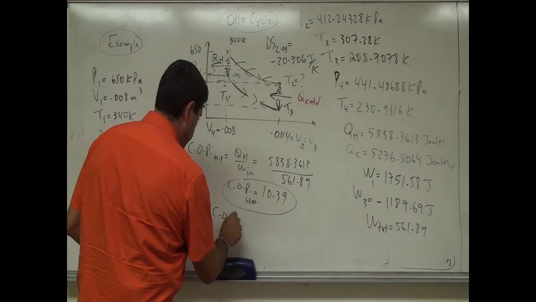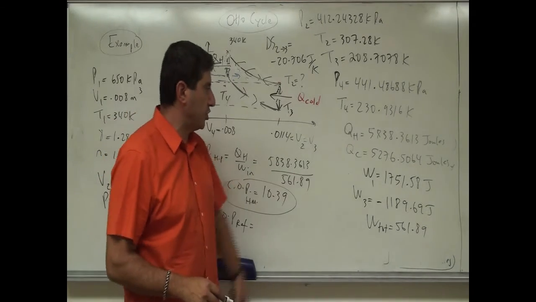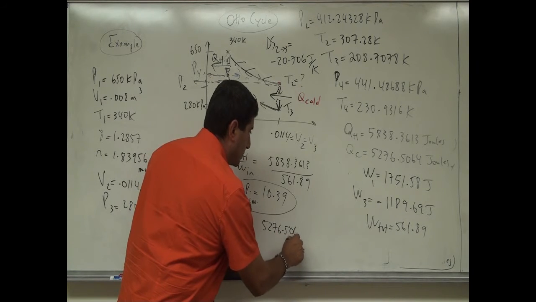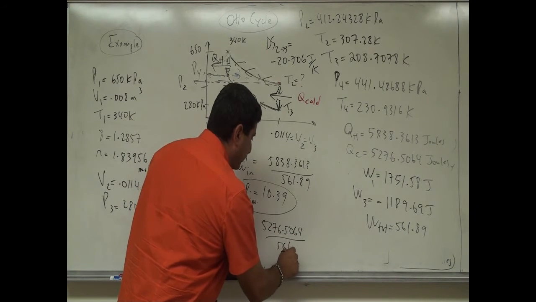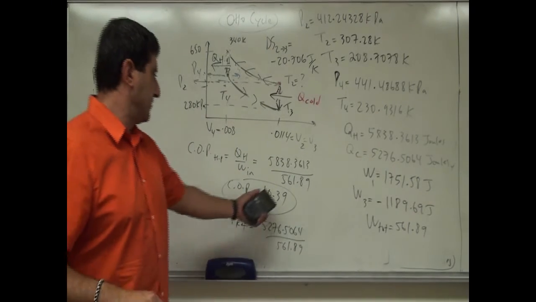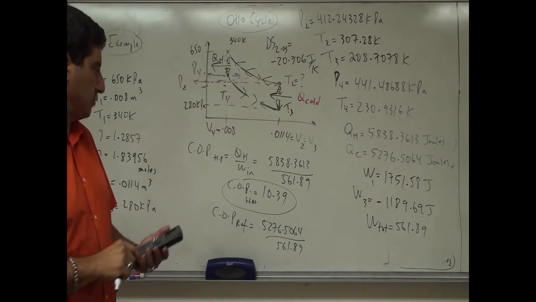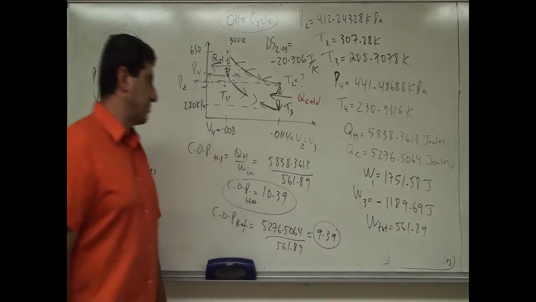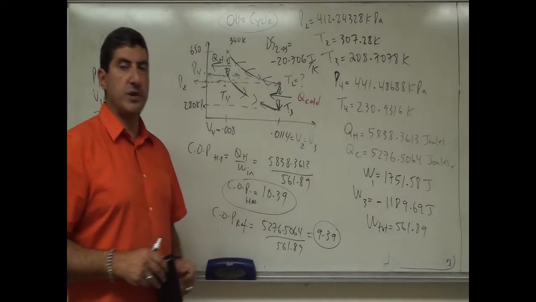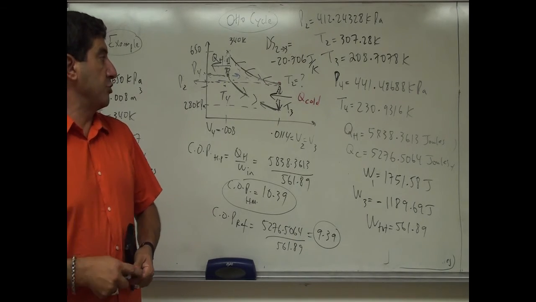If it functions as a refrigerator, then instead of Q hot, we would do Q cold: 5276.5064 over 561.89. Now if I've done it correctly, I should get 9.39, one less than the COP heating mode. Not bad, right? So now we have the proof that the COP of the refrigerator is always one less than the COP of the heat pump.